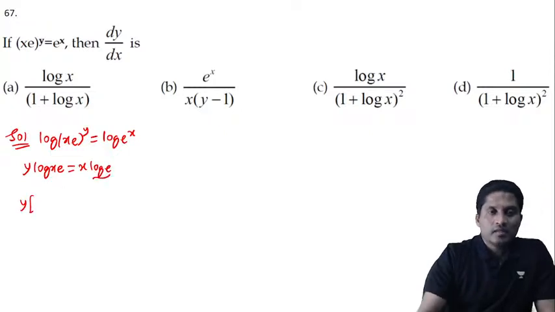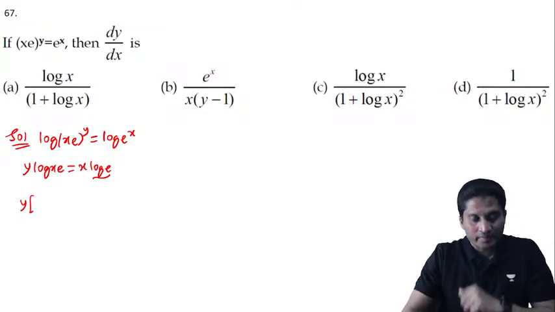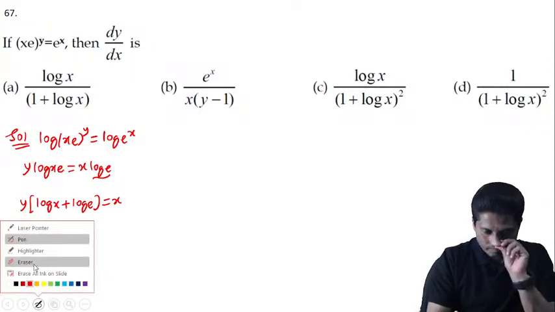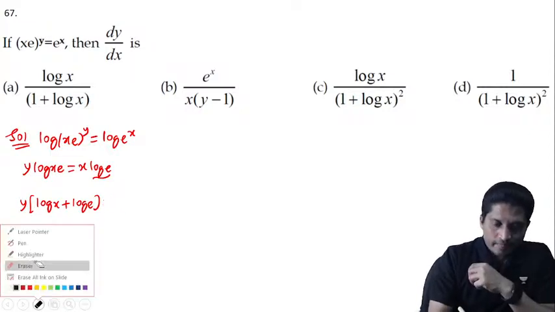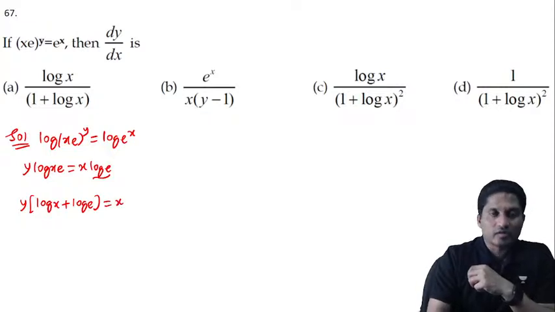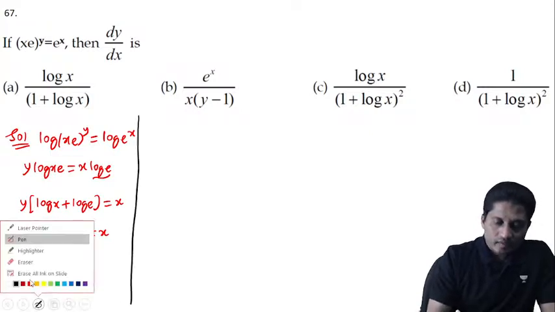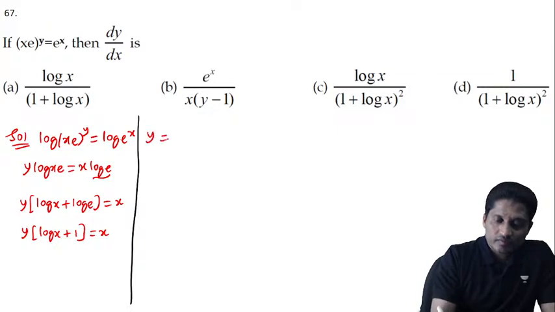y into a bracket, log m into n is log m plus log n, is equal to x into log e is 1. This is equal to x. So y into log x plus 1 is equal to x. And from this, what's the value of y? From this, y is equal to x divided by log x plus 1.